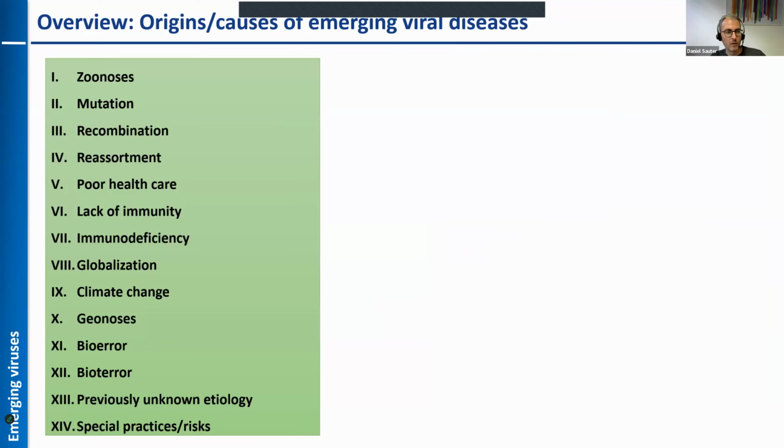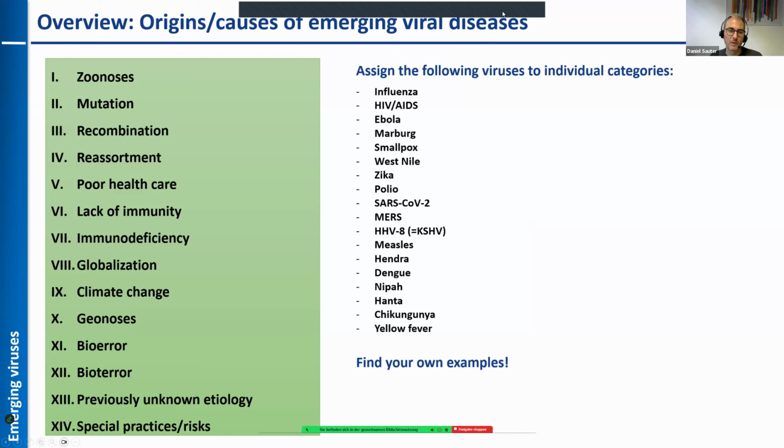With this, on this slide, I've just put together all the 14 points that we just discussed. So with this, I tried to define important determinants of viral spread. And what I would like to ask you to do now is just to think about a few examples of viruses and try to assign them to these different categories.